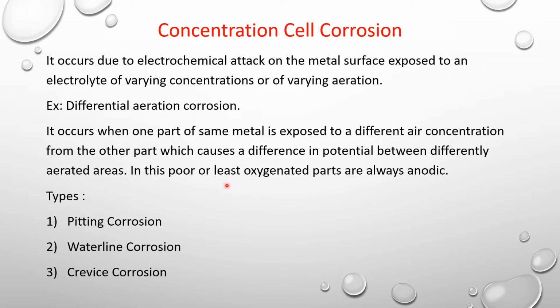In this, poorly or least oxygenated parts always act as anode. There are three types of this differential aeration corrosion. One is pitting corrosion, the second is waterline corrosion, and the third one is crevice corrosion.